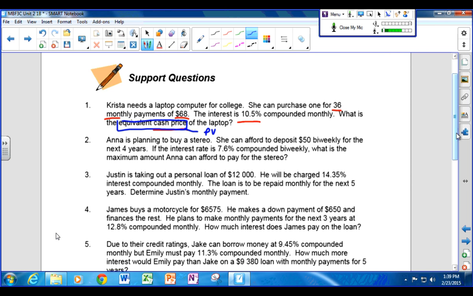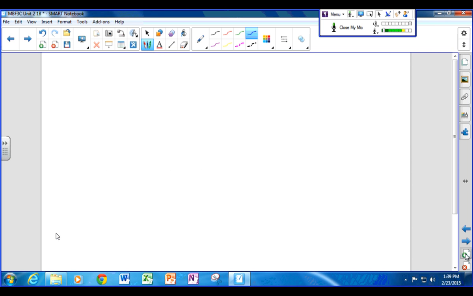I'm going to make a new page here. This is support question number 1, on page 23. So she needs a laptop, and we want to know the PV. We need the PV, which we don't know, and the R, the I, and the N. That's how we can organize this. You see, this is devising a plan. If we always set it up like that, put a question mark next to the one we don't know, then we can go back to the question and figure out what the rest of it is.